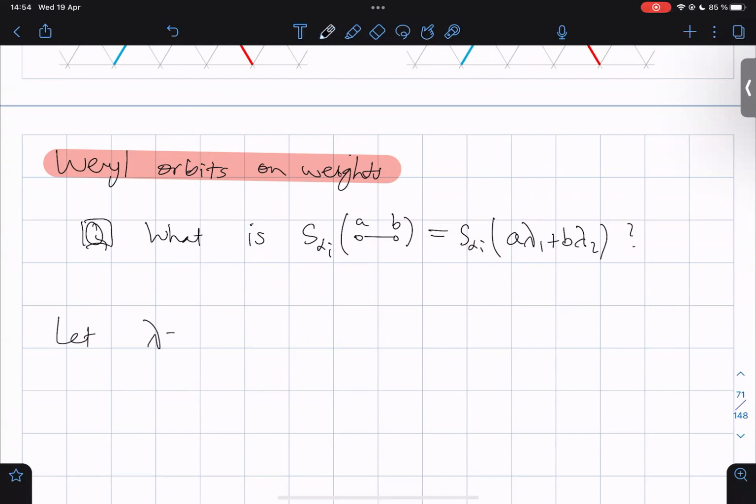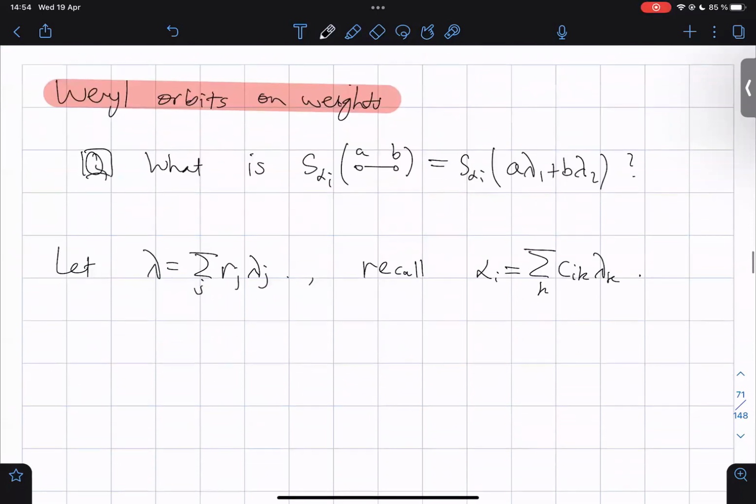Let lambda be this weight that I'm going to write in the fundamental weight basis. Let's recall that alpha i is given in terms of the Cartan matrix. You can write it with respect to the fundamental weights. Now let's look at the effect of this reflection on this weight, and write it out a bit.